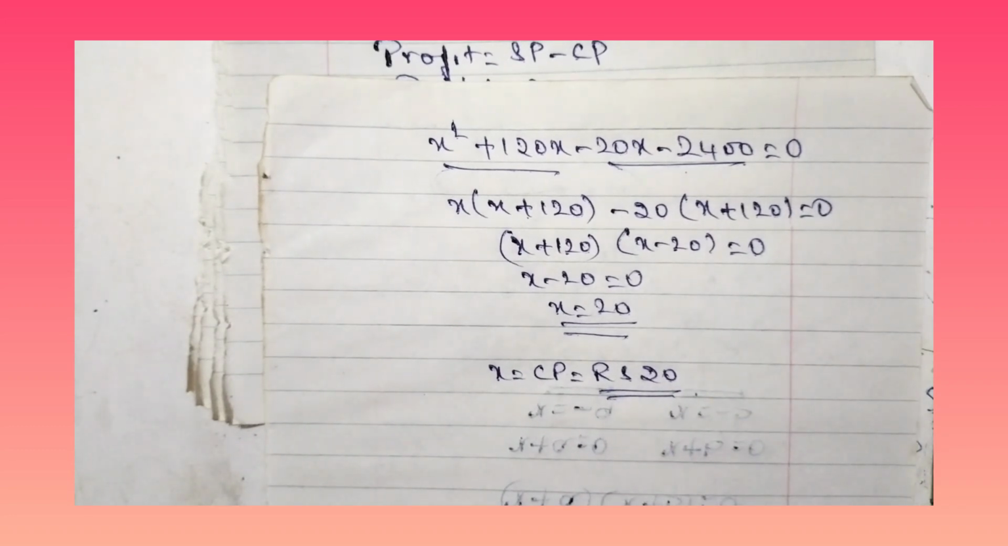If the cost price is rupees 20, then the percentage profit is 20%, because however much the cost price is, that much will be the percentage profit. Therefore, if the cost price is rupees 20, then percentage profit is equal to 20%. So like this we have to solve this question. Now let us move on to one more question.